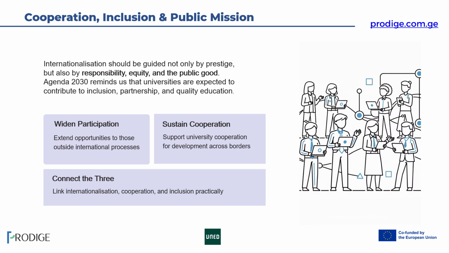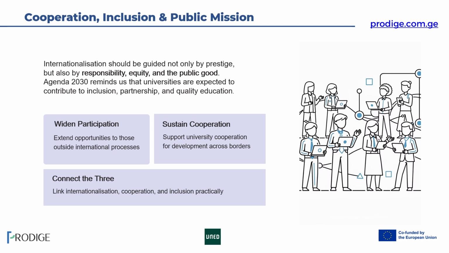Seen from this perspective, cooperation for development is not something separate from internationalization. It gives internationalization a clearer social purpose. It reminds us that international engagement is not only about the position of the institution or its external image. It is also about solidarity, shared responsibility, knowledge exchange, and capacity building in the service of broader social goals.